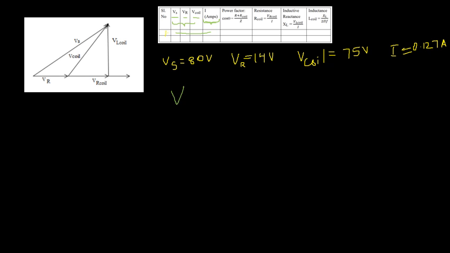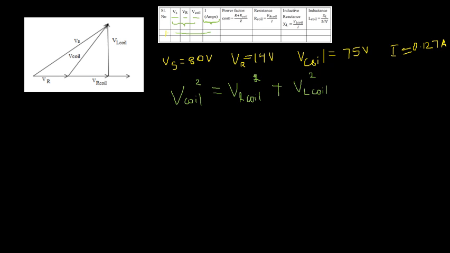So from the diagram we can write V coil square as equal to VR coil square plus VL coil square. So this is one equation we have.